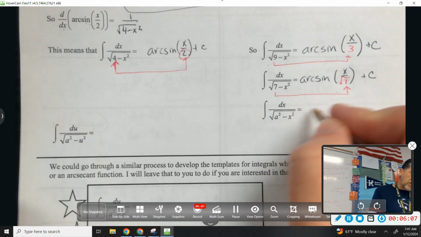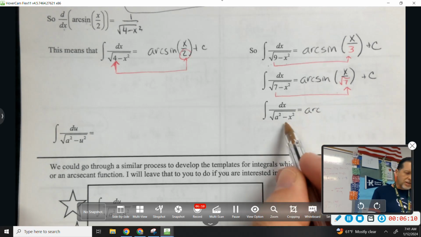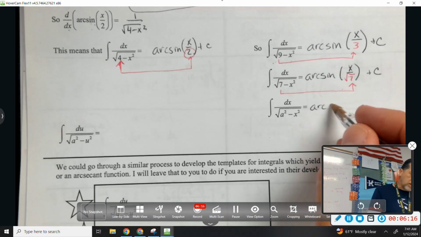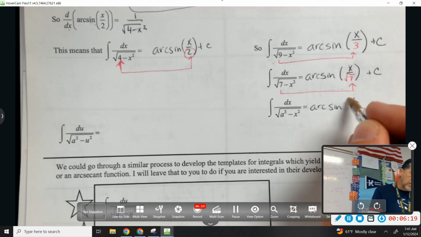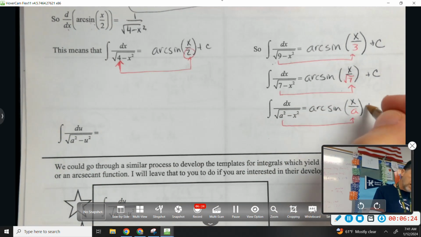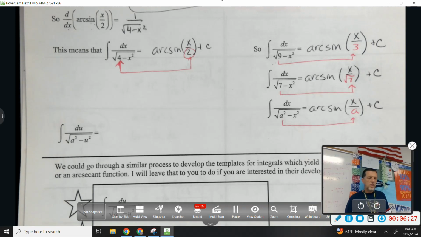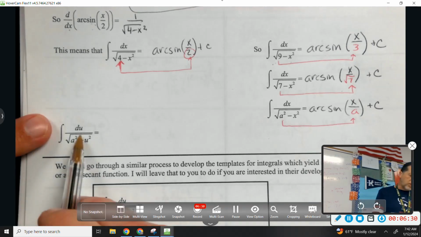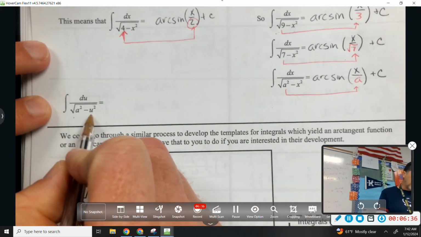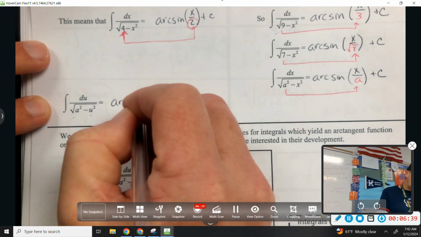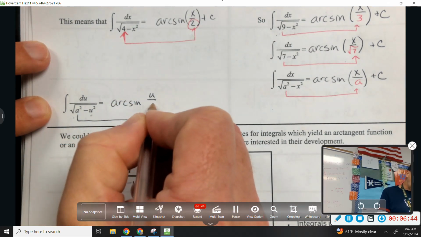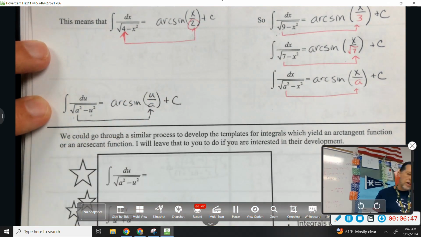Okay, well then more generically, let's keep following this pattern here. Again, it looks like arcsine because it's a square root in the bottom. It's an x squared down there, so arcsine of x over a plus c. So that sort of leads to our rule here. A squared minus u squared in the bottom, that looks like arcsine, where the argument is u and that denominator is a, plus c.